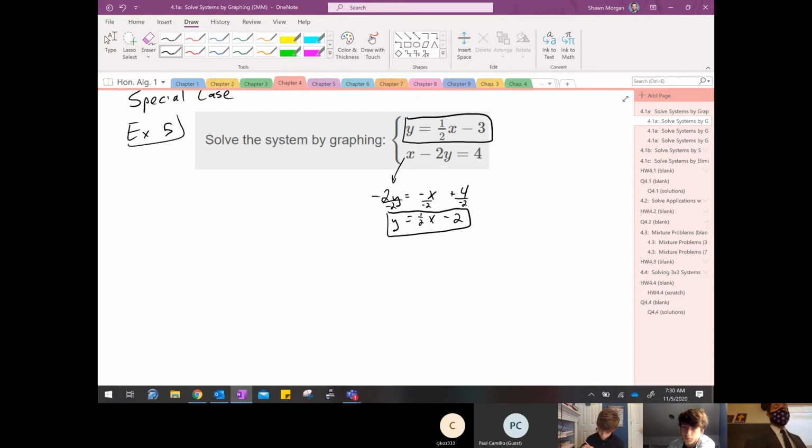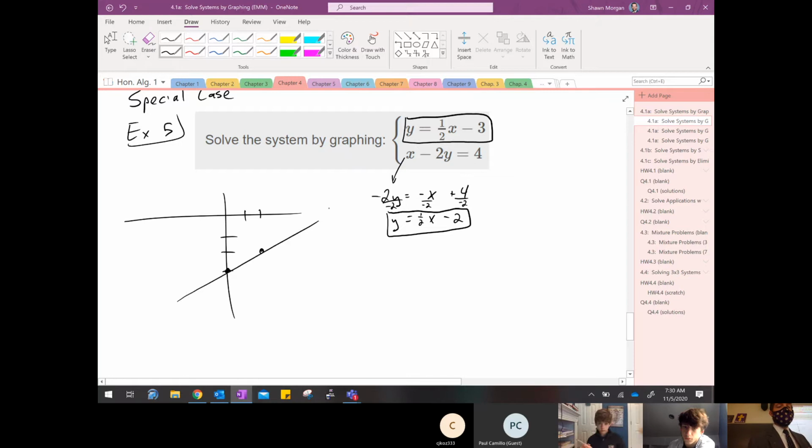So graphically speaking, when that's the case, here we go. There's the y-intercept of -3, and it's got a slope of 1/2. There's the first line. Here's the second line, y-intercept of -2 and a slope of 1/2. What do we know about lines that have the same slope? They are parallel when they have the same slope and different y-intercepts.